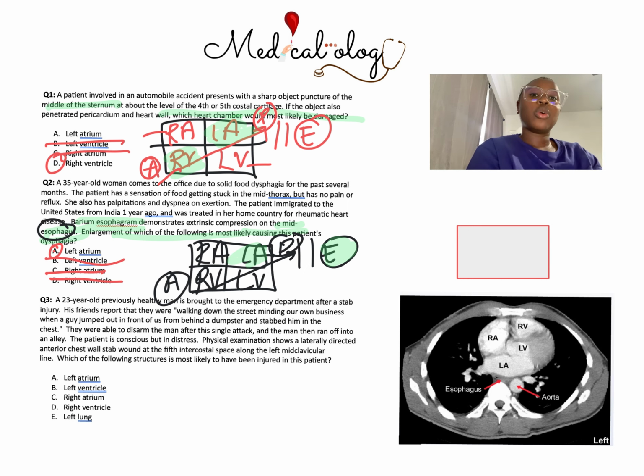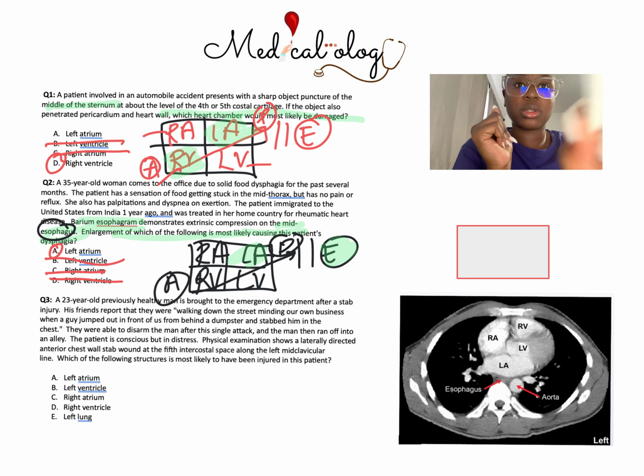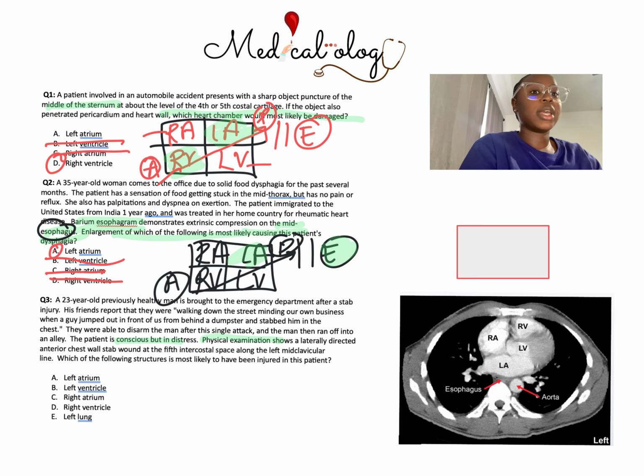So question 3 on the longer side again, but we're going to read the last 2 sentences and see if we can pick out the high yield details, okay? So I said the patient is conscious but in distress. Not that important. Physical examination, this is high yield. So whenever you guys are going through a question stem and you see physical examination, I want you guys to draw your eyes there because that's where the money is.